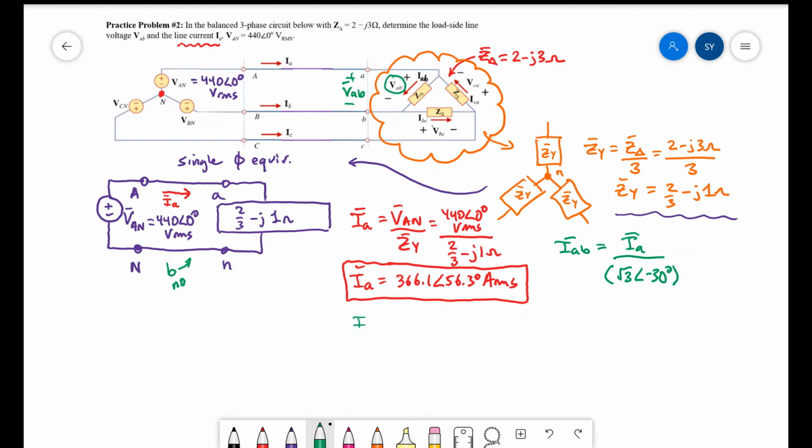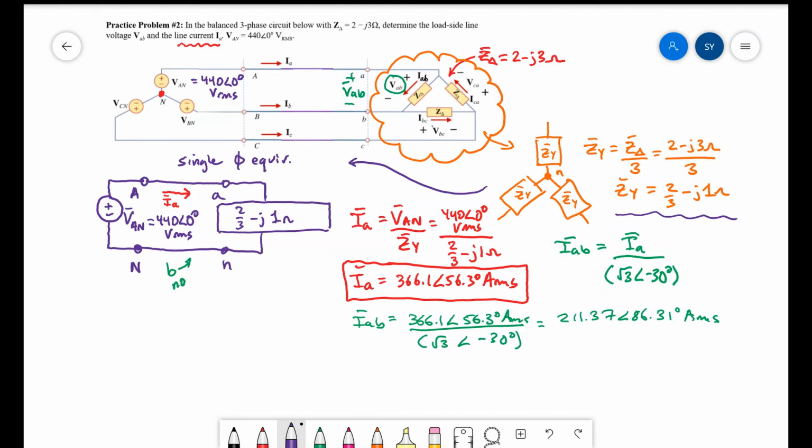Plugging in numbers, that means that IAB is equal to the 366.1 angle 56.3 degrees amps RMS divided by that root 3 angle minus 30 degrees. That obtains a phase current of 211.37 angle 86.31 degrees amps RMS.